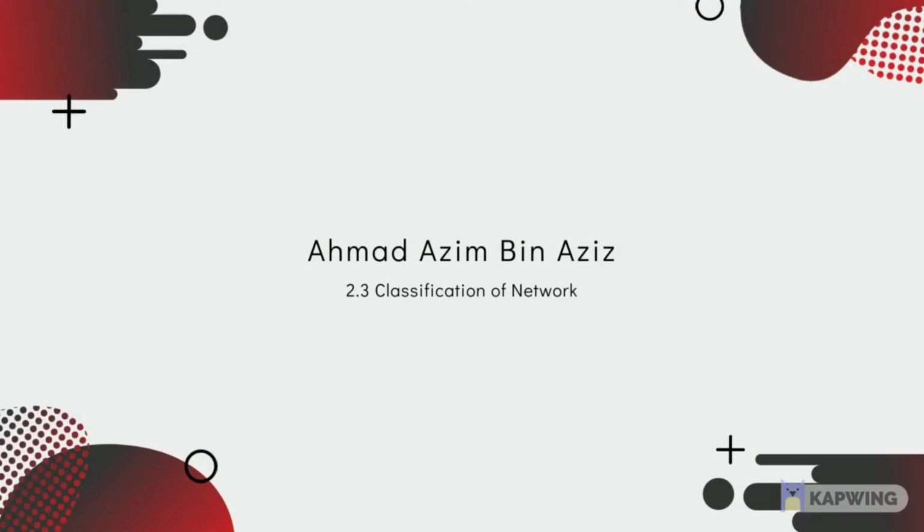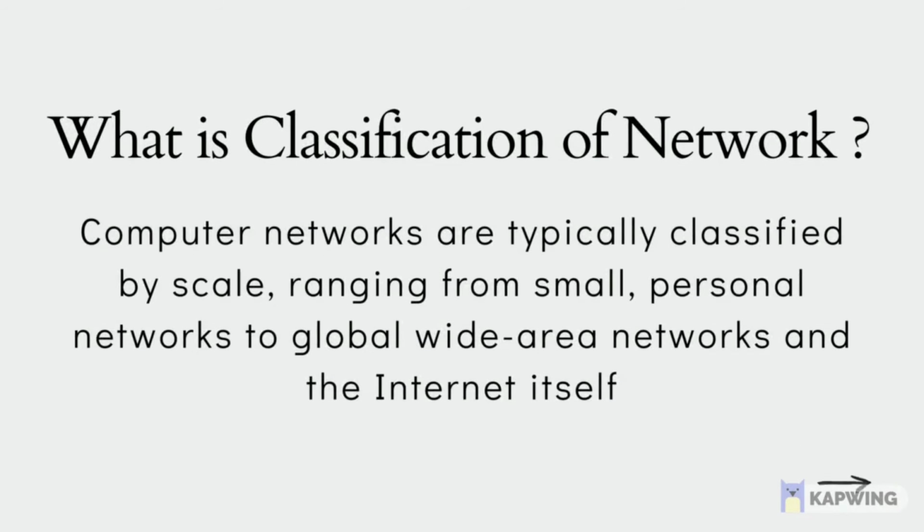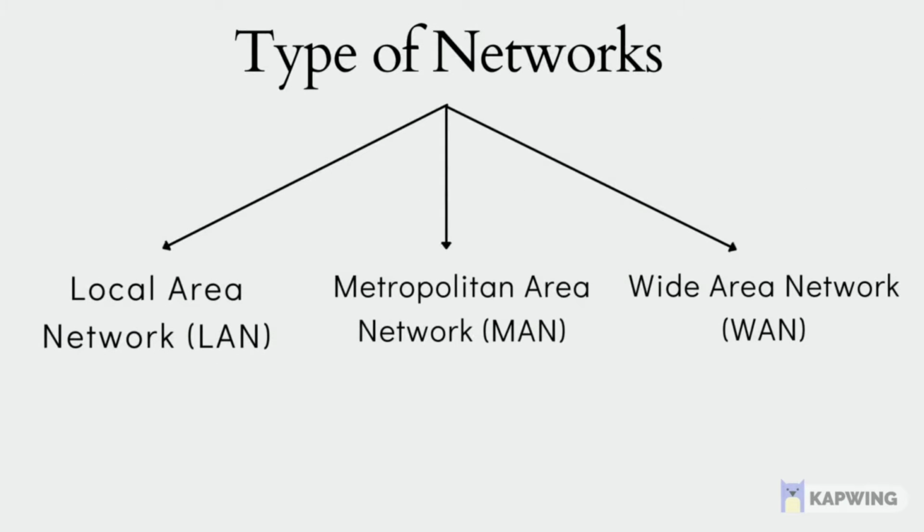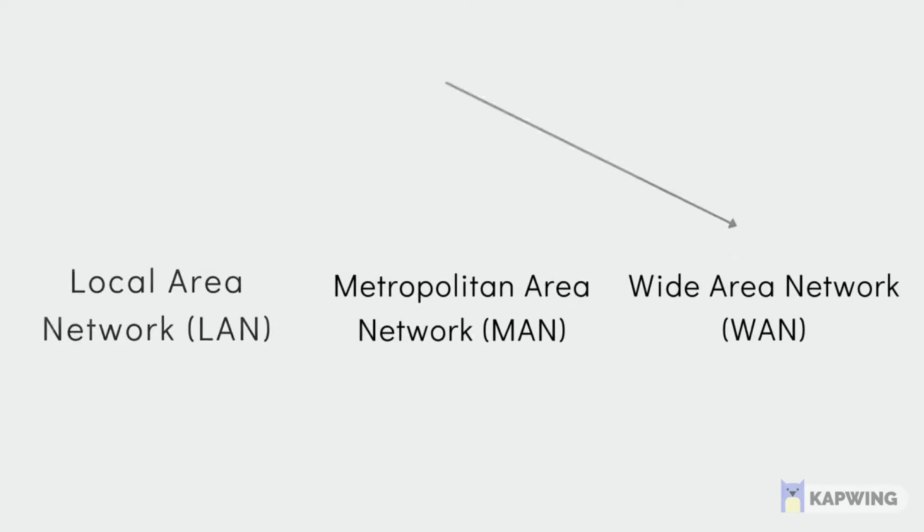Today, I'm going to be talking about the classification of network. Networks are classified by scale, ranging from small to global wide area network. The three types of networks are local area network, metropolitan area network, and wide area network.